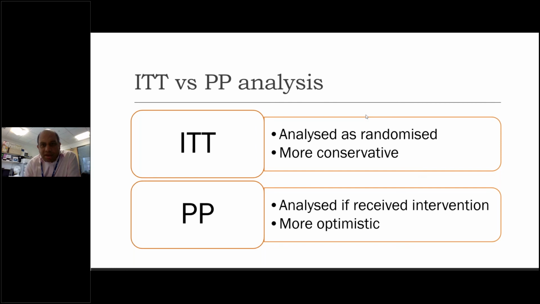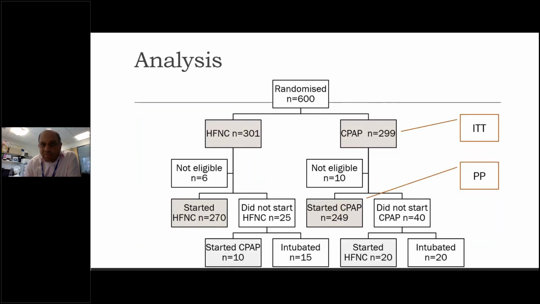The reason I highlight all this is because intention to treat means the patients are analyzed as randomized, within the randomized group. It's a more conservative approach, and per protocol is analyzed as if they received the intervention. So for example, you would randomize the patients to high flow and CPAP and analyze their results as if they stayed in the group that they were randomized to, which basically means that you assume 301 patients got high flow and 299 got CPAP. Whatever happens at the end, the primary outcome, you decide on the basis of these numbers, not what happened afterwards.